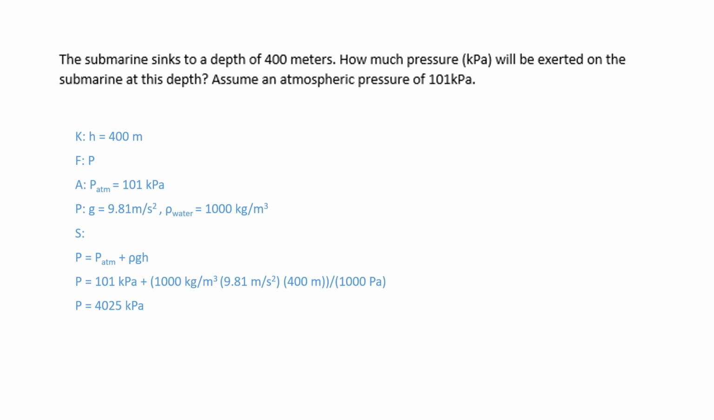To solve this simple hydrostatics problem, P is equal to P atmosphere plus rho gh. And then we put in our P atmosphere plus our rho g and then h of 400, and all divided by 1,000 as we convert from pascals to kPa, for a final answer of 4,025 kPa.